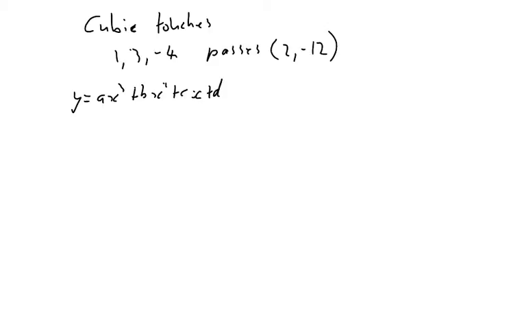We need to understand if it's an imaginary root, if it's real, if it's touching the x-axis, or if it's cutting the x-axis. Because in this case, this cubic touches at 1, 3, and -4. So that means that's our x-intercept. We've got -4, we've got 1, and we've got 3. It's going to look something like this.